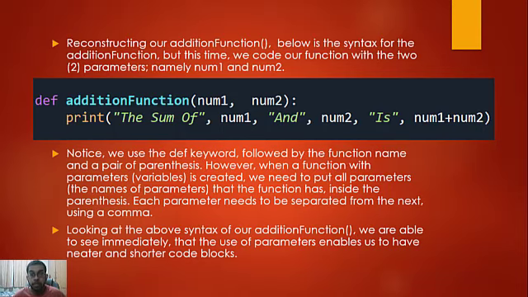Notice we use the def keyword followed by the function name and a pair of parentheses. However, when a function with parameters, variables, is created, we need to put all the names of the parameters that the function has inside the parentheses. Each parameter needs to be separated from the next using a comma. Looking at the above syntax of our addition function, we are able to see immediately that the use of parameters enables us to have neater and shorter code blocks.